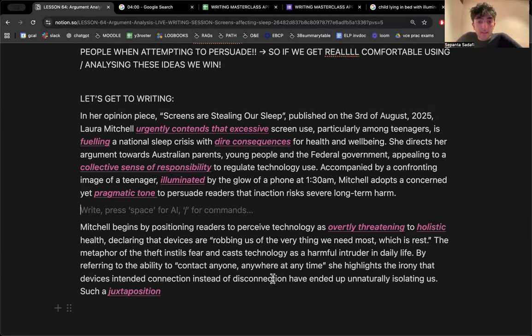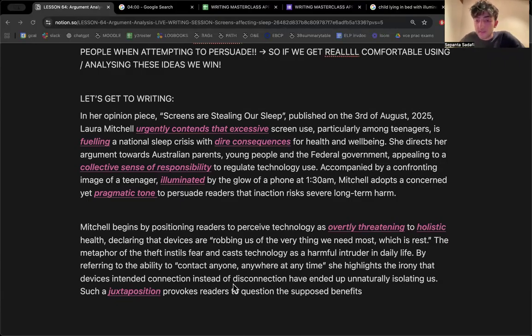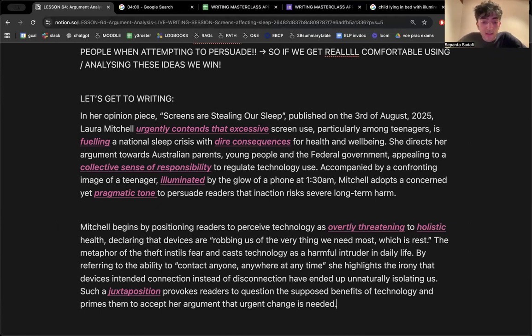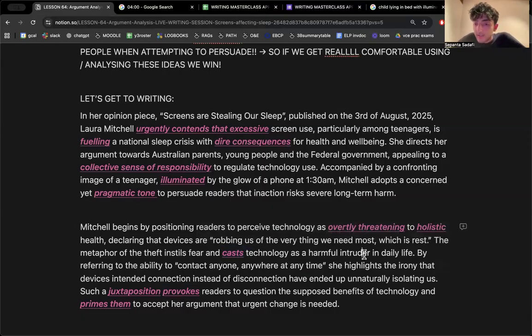Now, let's keep going. So, such a juxtaposition provokes readers. And what does it provoke readers to do? It provokes readers to question the supposed benefits of technology, okay? And primes them to almost accept her argument that urgent change is needed. Now look at that. Primes them, or provokes even, right? Or casts technology as a harmful intruder, right?